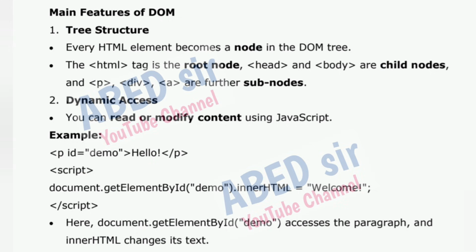Main features of DOM. 1. Tree structure. Every HTML element becomes a node in the DOM tree. The html tag is the root node, head and body are child nodes, and p, div, a are further subnodes. 2. Dynamic access. You can read or modify content using JavaScript. Example: <p id="demo">Hello</p> <script> document.getElementById("demo").innerHTML = "Welcome"; </script>. Here, document.getElementById("demo") accesses the paragraph, and innerHTML changes its text.